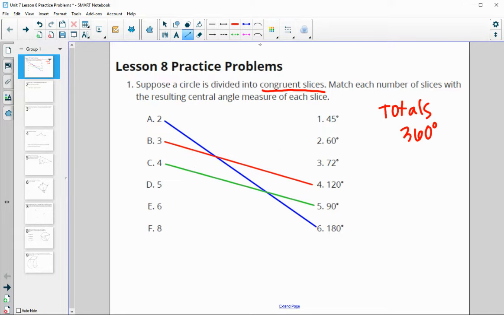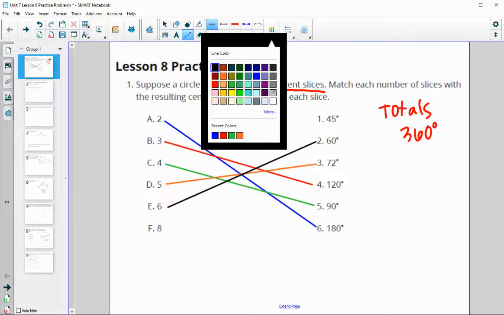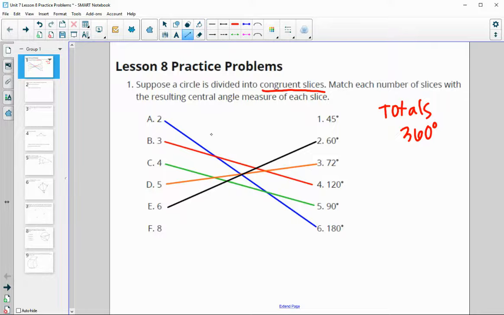360 divided by 5 gives us 72. 360 divided by 6 gives us 60. And 360 divided by 8 gives us 45.